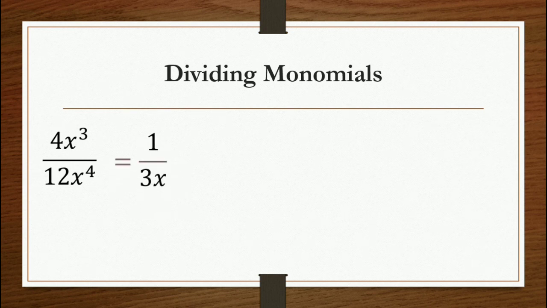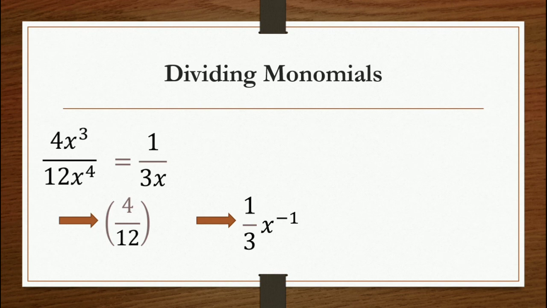This is just equal to 1 over 3x. Here's why. We divide first the coefficient by simplifying 4 over 12 to 1/3, and we divide the variables x cubed by x to the 4th. We subtract 3 minus 4 and we get -1, and therefore we get 1/3 x raised to -1, but this is not yet the final answer.